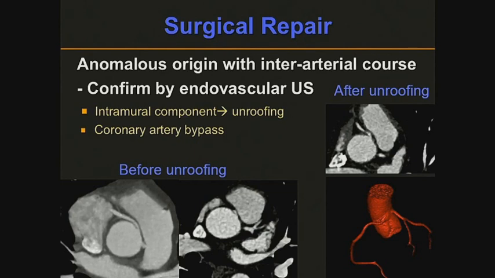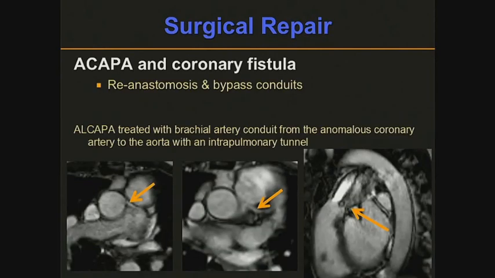This is after unroofing. This type of surgery is done endovascularly, so it's less invasive, and again, if your center does that, that could be good to know. So providing information in terms of how long it is traveling in the wall is very helpful. If the patient has an anomalous coronary artery coming off the pulmonary artery or a fistula of any kind, they re-anastomose it to the right location, or sometimes they use a bypass conduit.